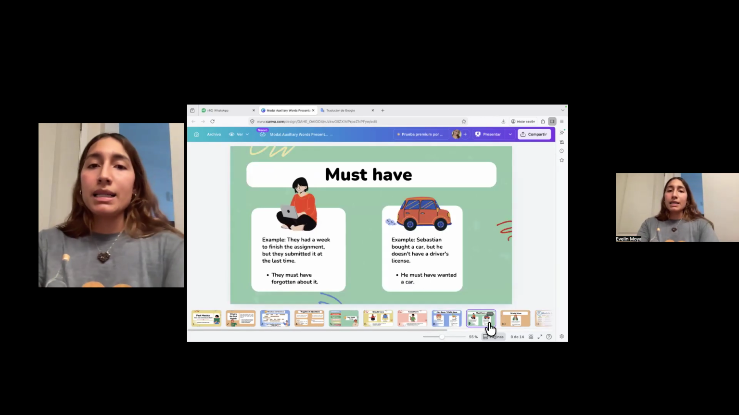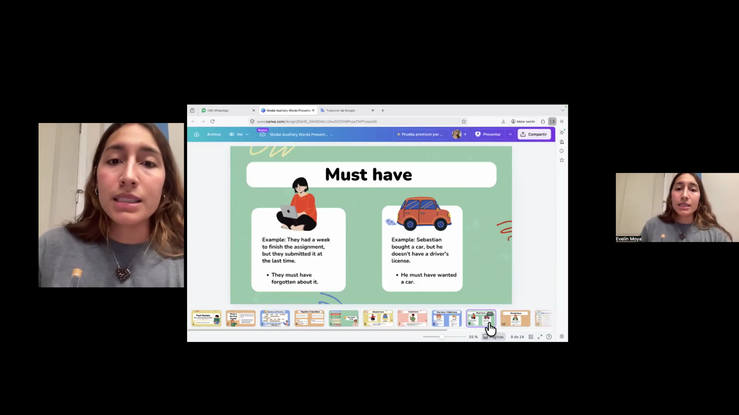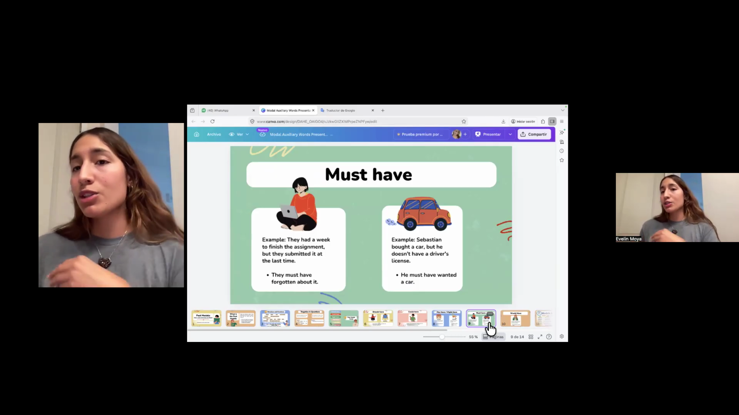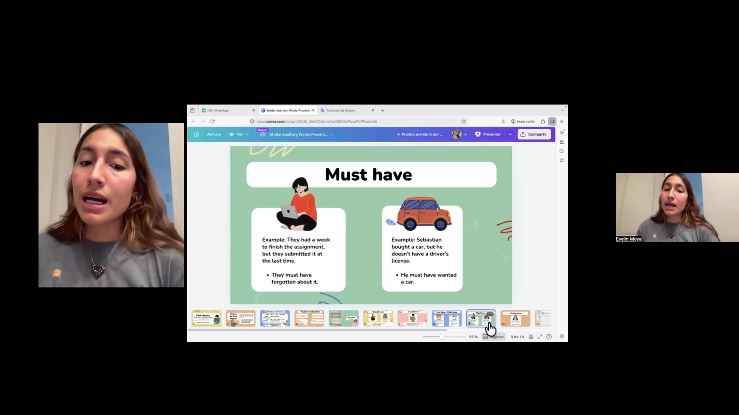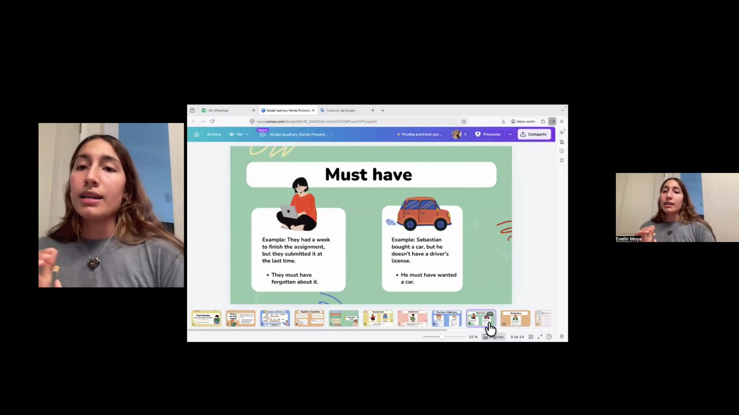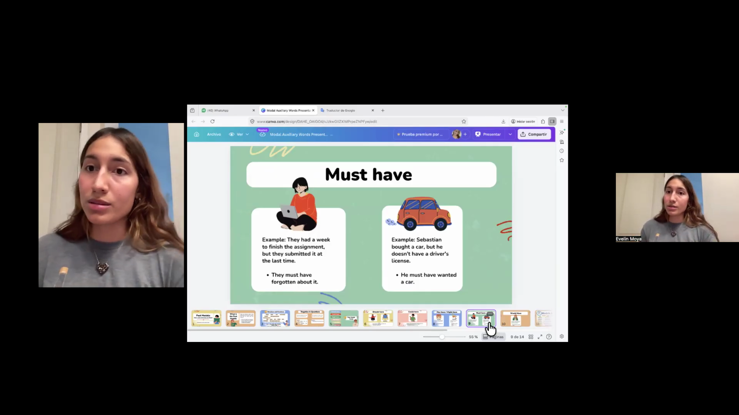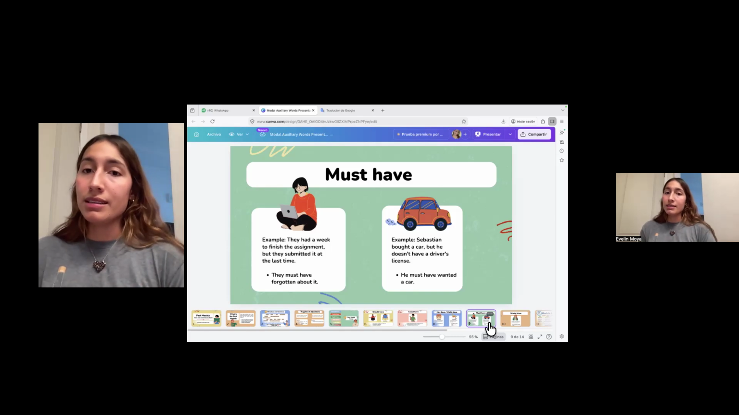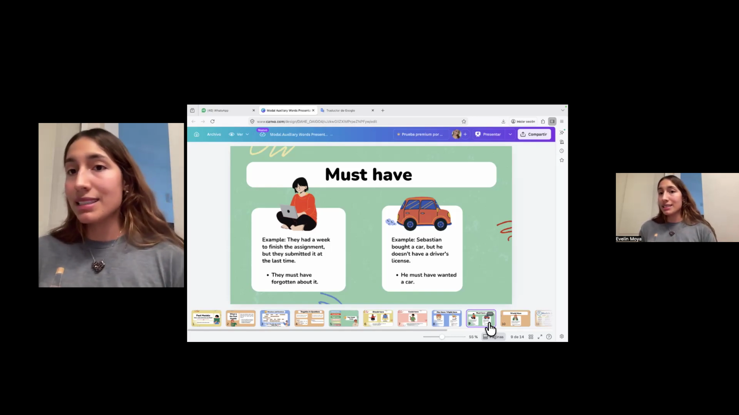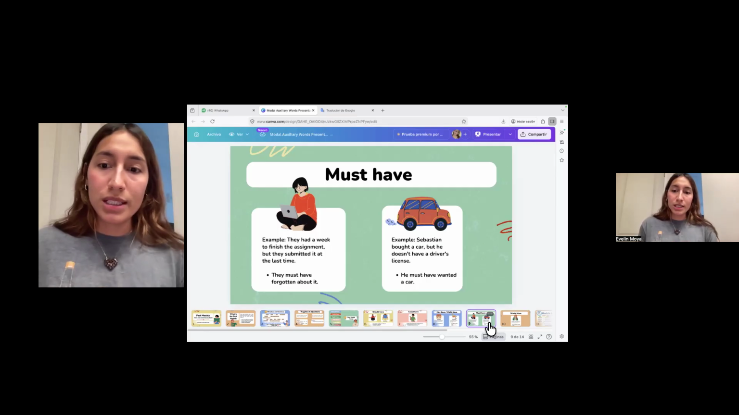Now we're going to analyze must have. We use must have when we want to express a serious situation or obligation. For example, she must have forgotten the ID, because she has to bring it with her, because the police are going to cancel her driving license if she doesn't have the ID. So it's a very, very serious situation.